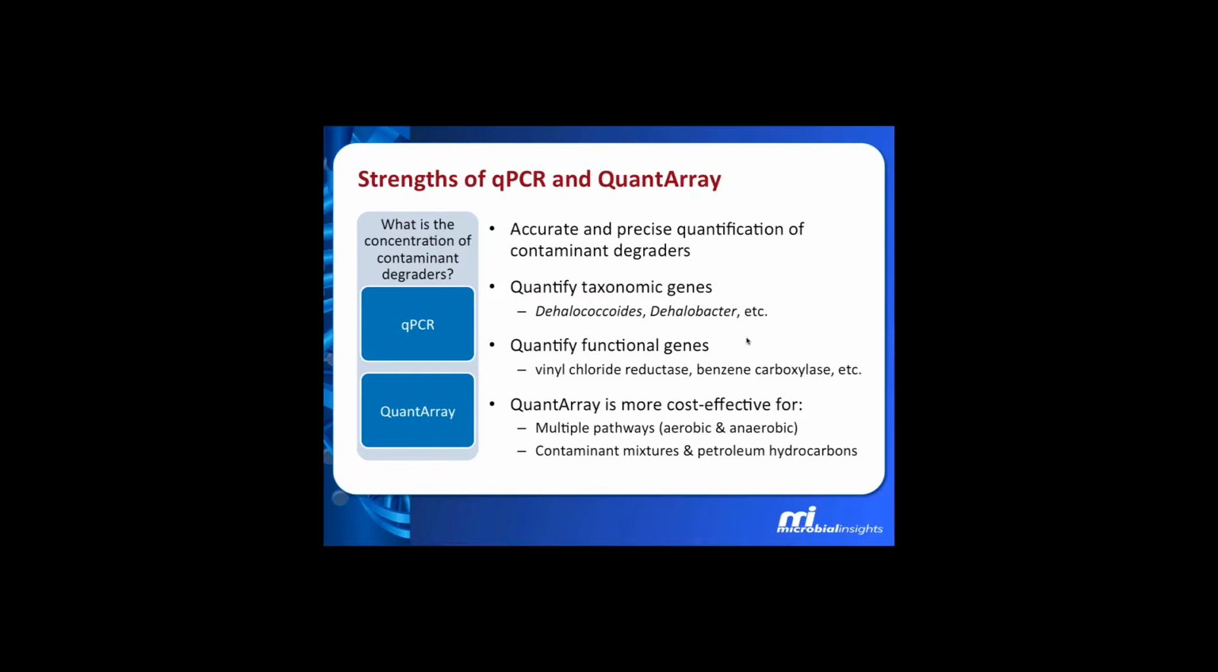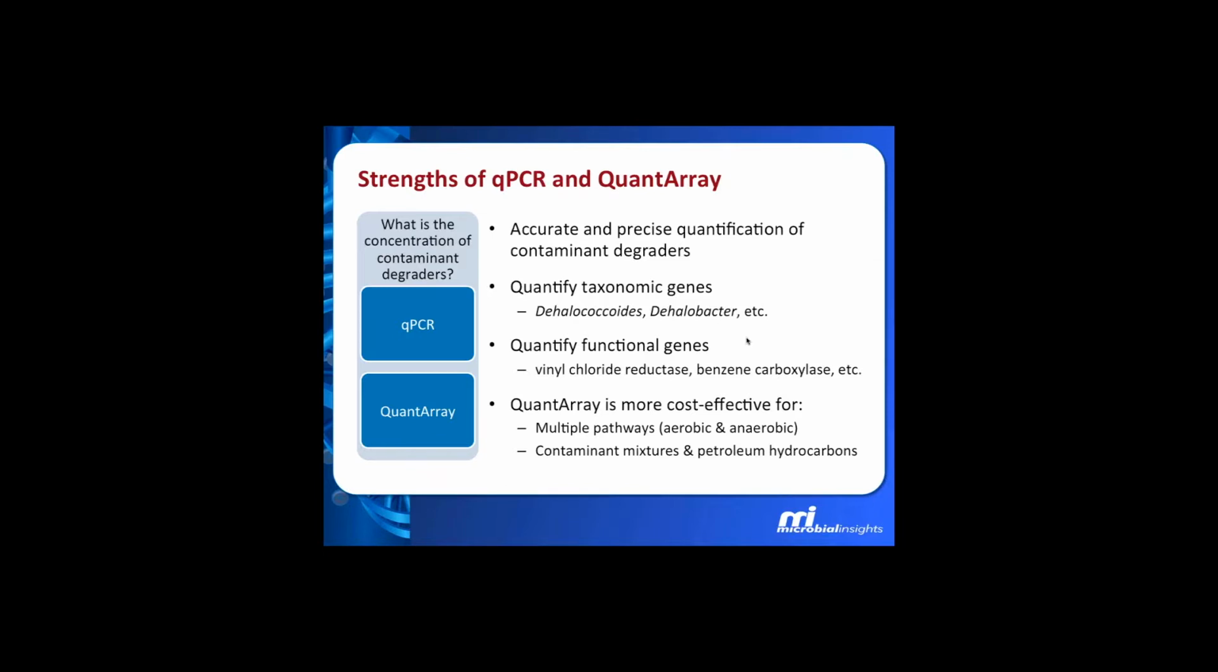So two tools that I think are very useful with the in situ bioreactors, just to sum it up, are quantitative PCR, or qPCR, or QuantArray, that I talked about. They are ways that we can accurately quantify different contaminant degraders that we're interested in, whether we're looking at the name of an organism or a particular function. QuantArray is the same thing as qPCR. It's just more cost effective to be able to look at multiple pathways or mixed contaminants at a site.